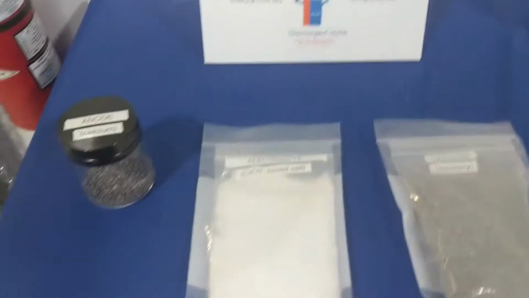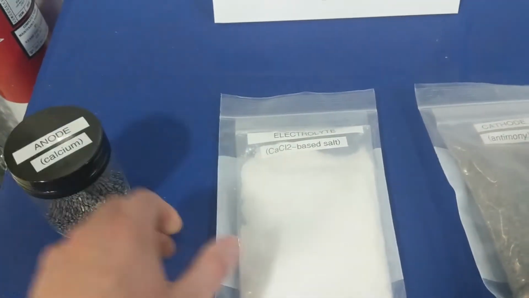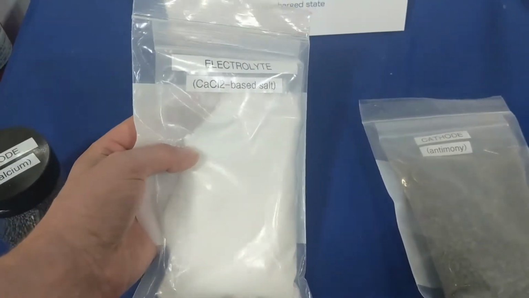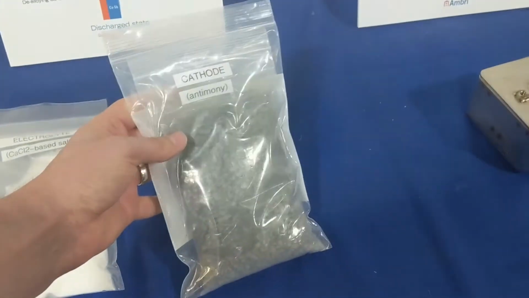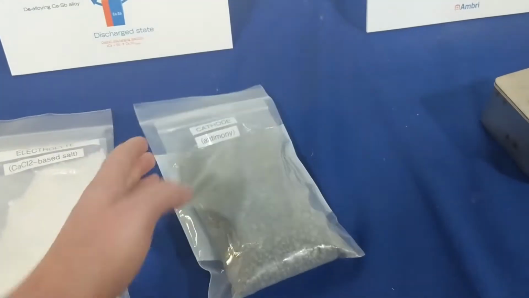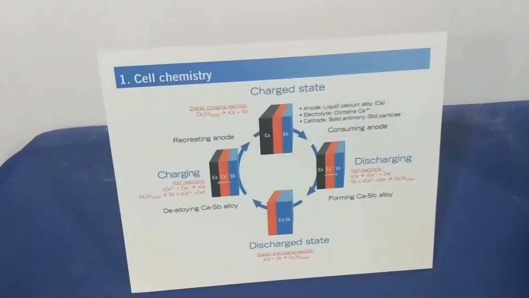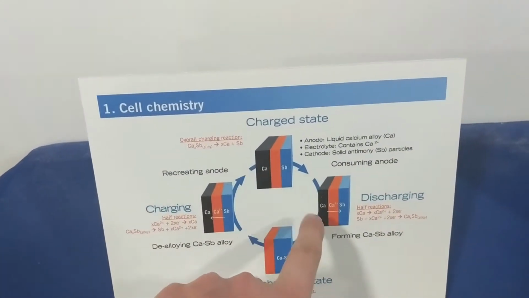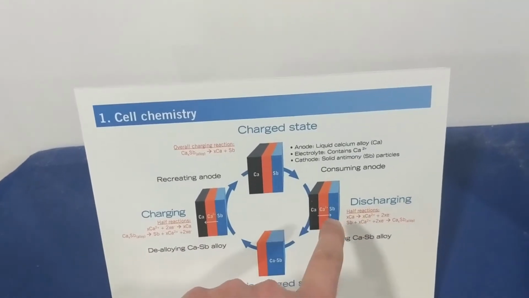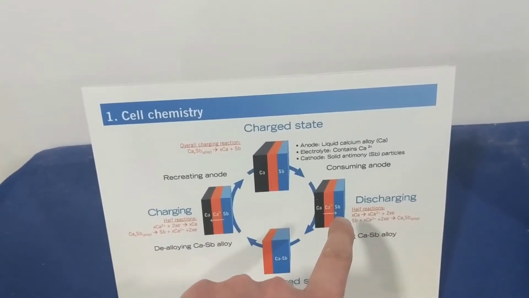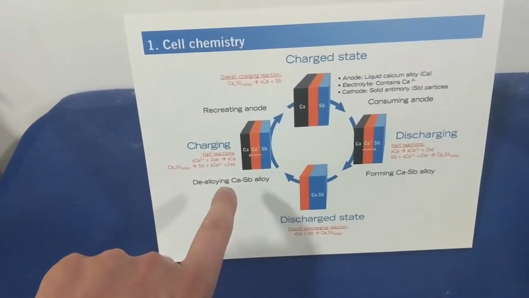And so the three components here include this calcium, which is received like this, calcium chloride based salt, which is effectively road salt, and antimony, a commonly available commodity material, which is our positive electrode. So these components get loaded into a cell, and then during operation, the calcium sheds electrons, passes through the electrolyte as an ion, allowing electrons to go through an external circuit, which recombines with the antimony and calcium ion to form a calcium antimony alloy.